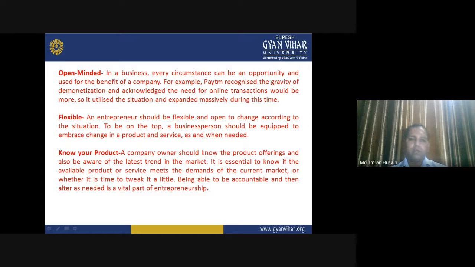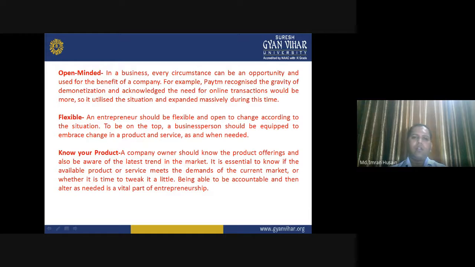Open minded. In a business, every circumstance can be an opportunity and used for the benefit of the company. For example, Paytm recognized the gravity of demonetization and acknowledged the need for online transactions. So it utilized the situation and expanded massively during this time.